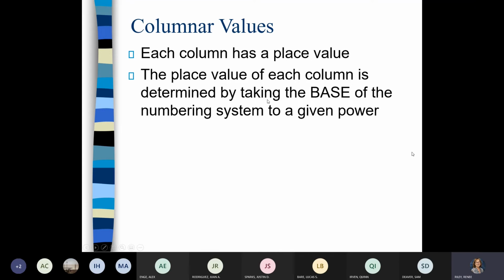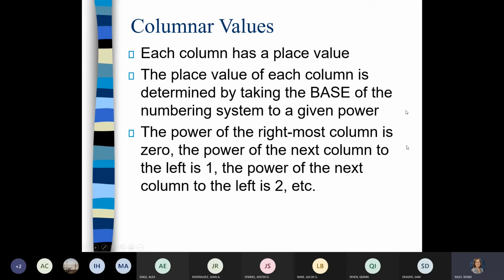Those place values are determined scientifically by taking the base of the numbering system to a given power. So our least significant digit, the rightmost column, is the base of the numbering system to the power of 0. The next one is the power of 1. I'm getting all tongue-tied, so let me show you so it makes more sense. Numbering systems are formed this way.